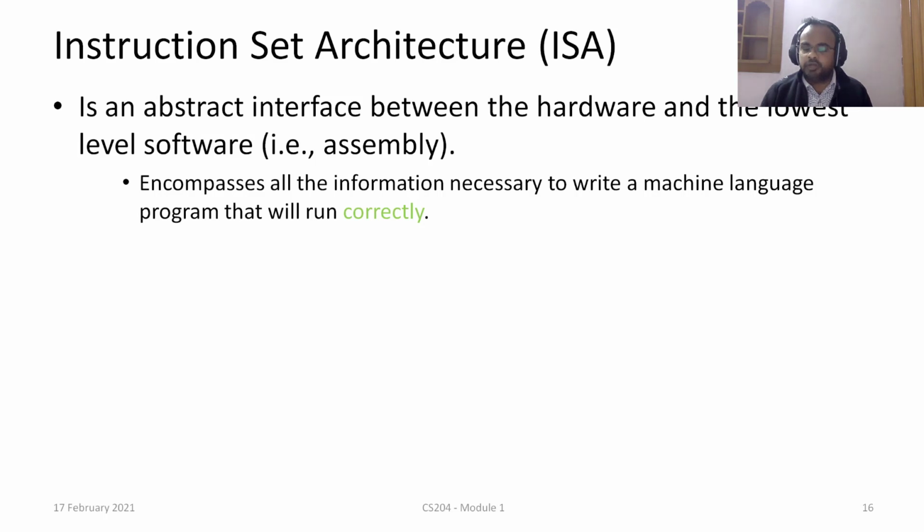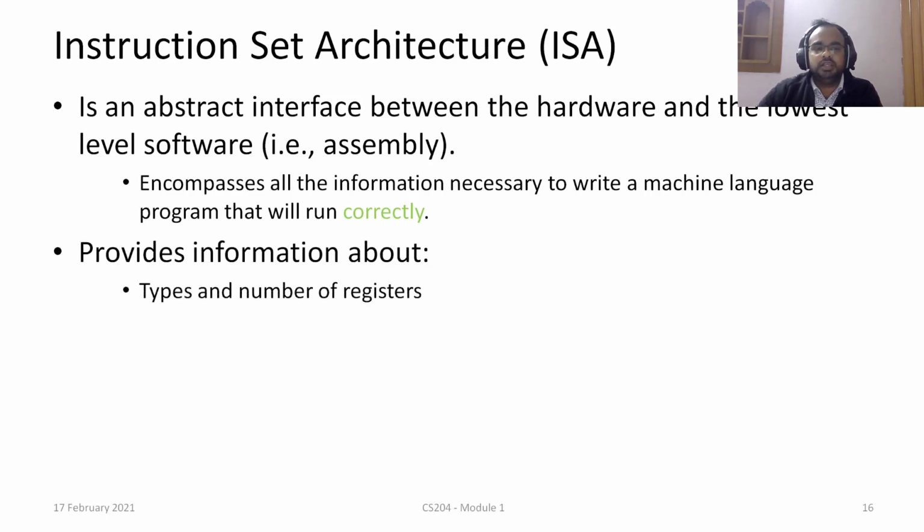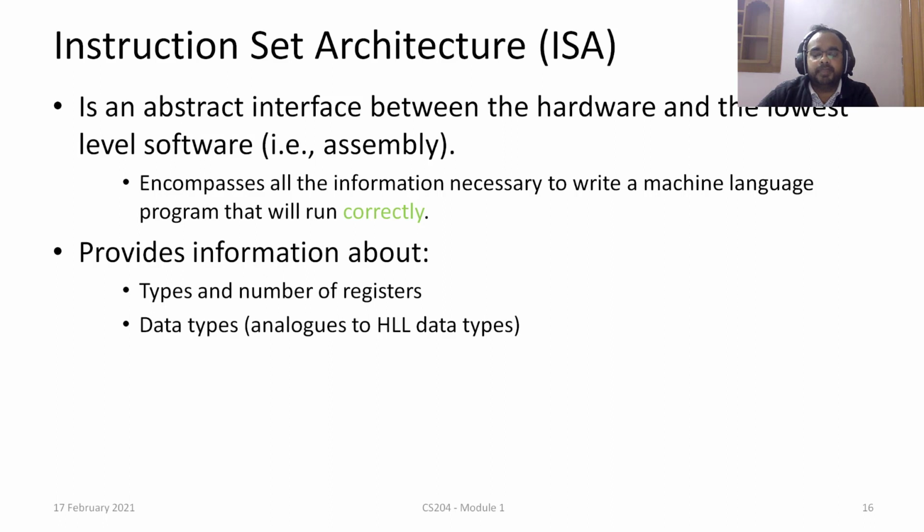And to quickly port to the great ideas of computer architecture, this is a layer of abstraction between the software and hardware. What it contains is all the information that is necessary to convert a high level program to a machine level program, or in the machine language, that will run correctly on some particular hardware. What ISA in general provides is the different types of registers that are present and how many of each type of those registers are present in the hardware. Then the data types at the hardware. We'll see what the data types are, but to quickly understand, they are analogous to our data types at the HLL, like int, long, double, unsigned, etc.